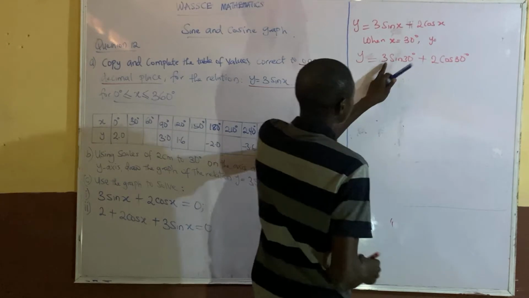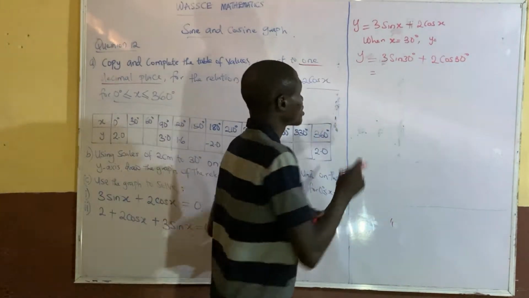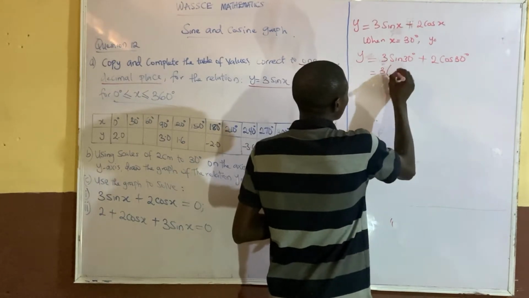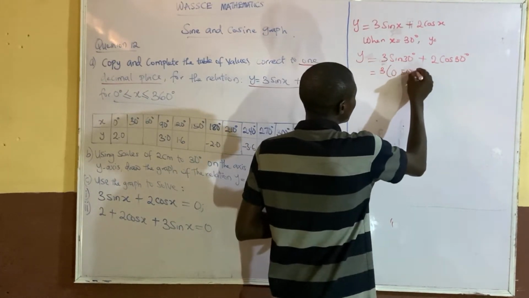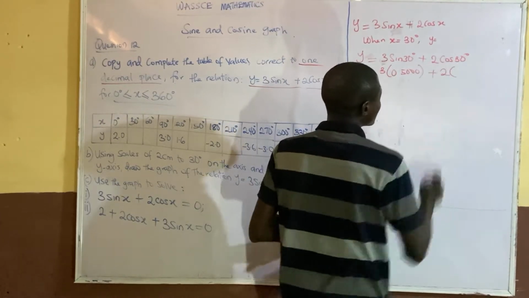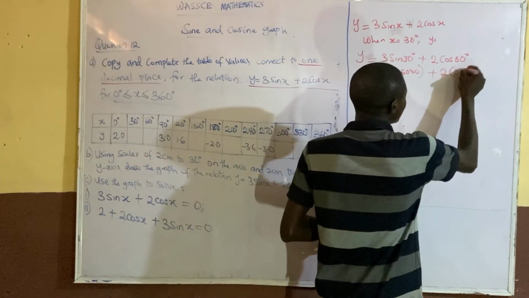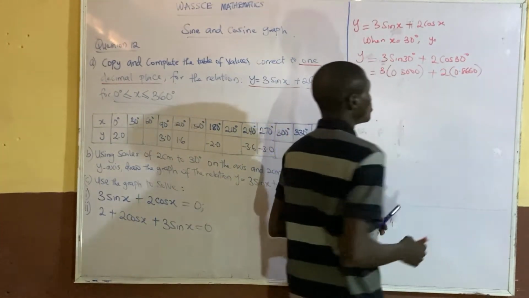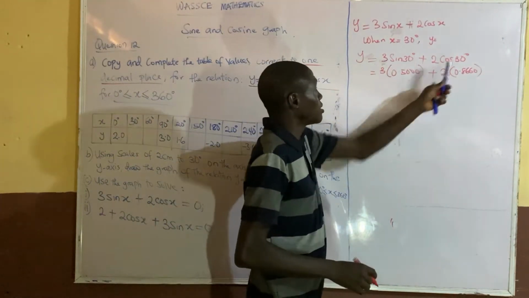Now, if you press your calculator, sine 30 degree is 0.5000, in bracket, plus 2 into bracket cos 30, which is 0.8660. They are both in the first quadrant, so they are positive.